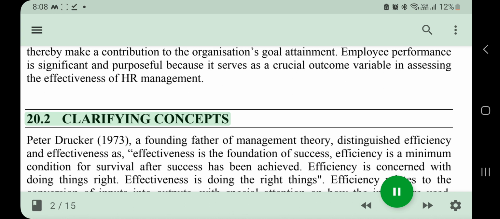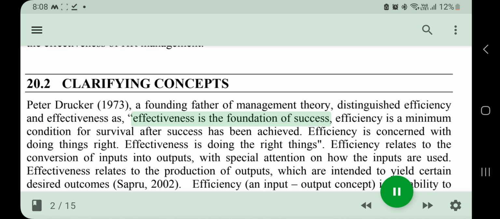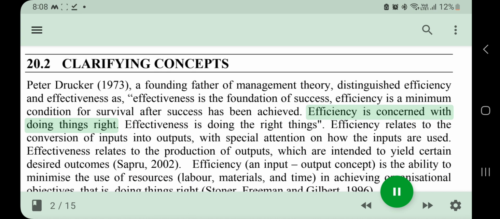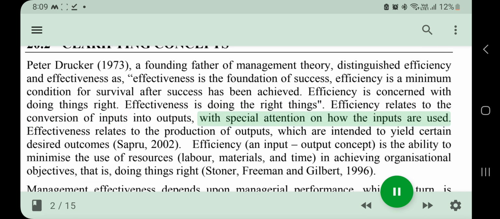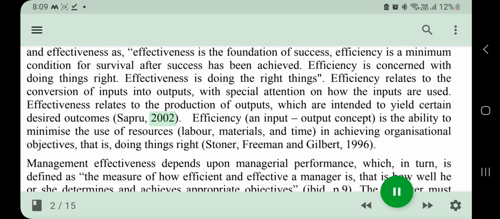20.2 Clarifying Concepts. Peter Drucker, 1973, a founding father of management theory, distinguished efficiency and effectiveness: effectiveness is the foundation of success, efficiency is a minimum condition for survival after success has been achieved. Efficiency is concerned with doing things right. Effectiveness is doing the right things. Efficiency relates to the conversion of inputs into outputs, with special attention on how the inputs are used. Effectiveness relates to the production of outputs, which are intended to yield certain desired outcomes.